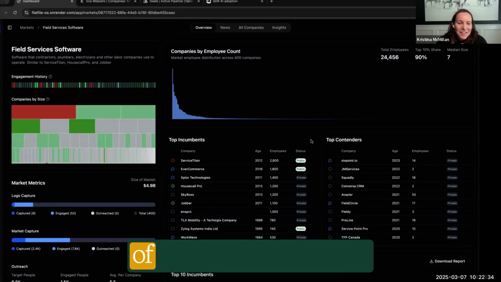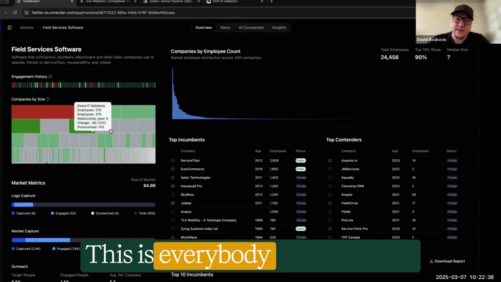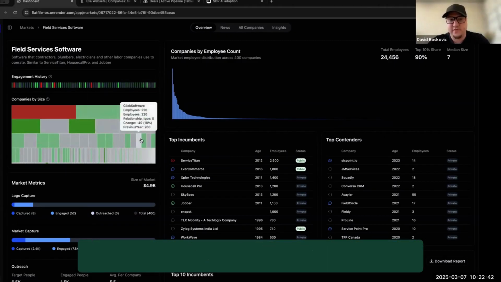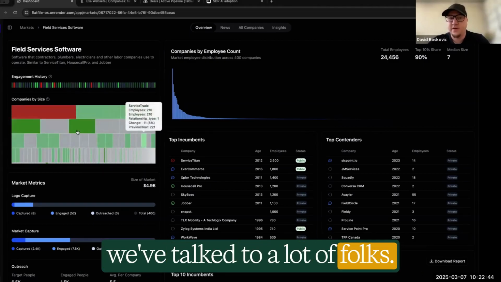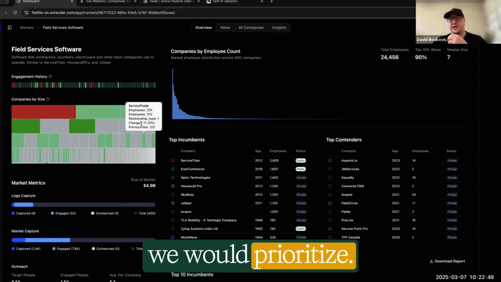This is how we look at one of our segments, right? So this shows basically the market. This is everybody in the market and our current engagement level with that person, right? Have we ever talked to them? So as you can see in this market, we've talked to a lot of folks. There's actually a lot of people that we haven't even touched yet. So this is like how we would prioritize.